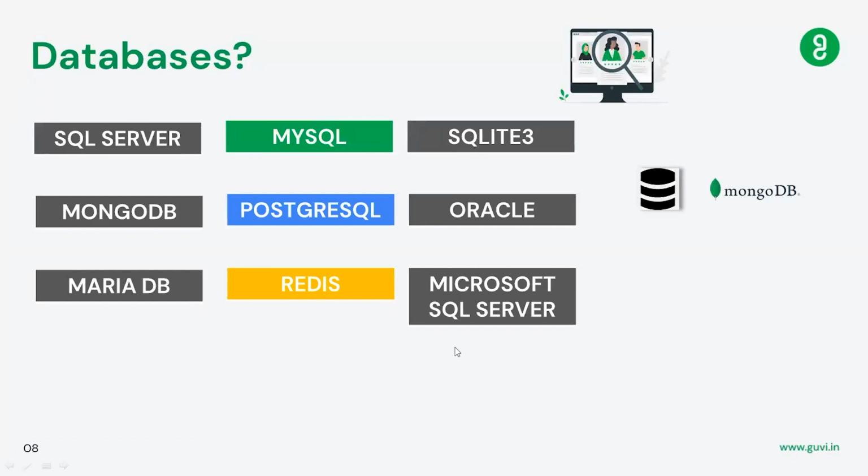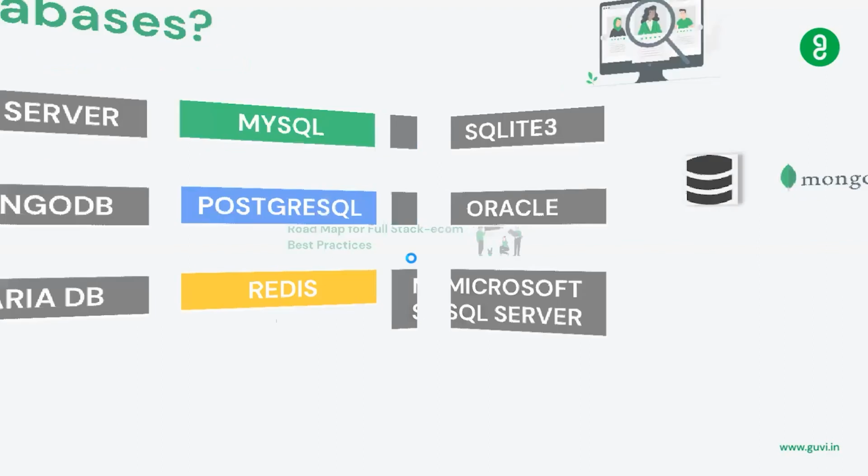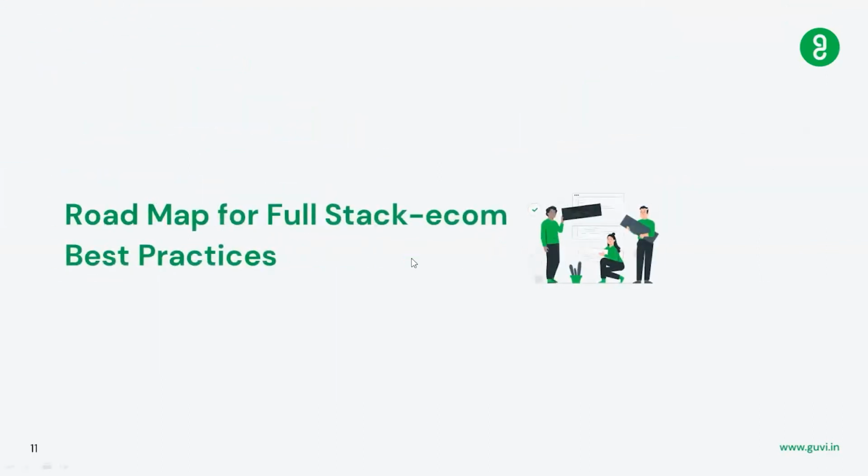So let's discuss the next part related to it. We have completed what technologies are available in full stack. That is the front end, we saw the back end part, and we saw the databases. So all these technologies are available in full stack. Now let's see what the best practices are for e-commerce web applications.